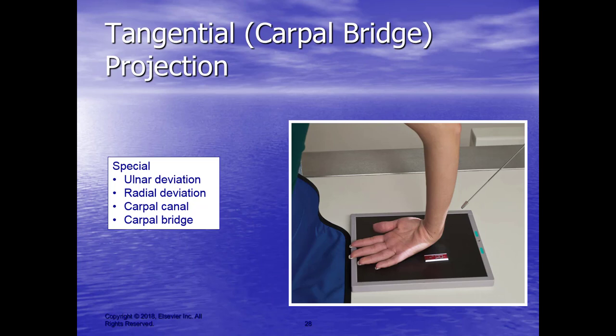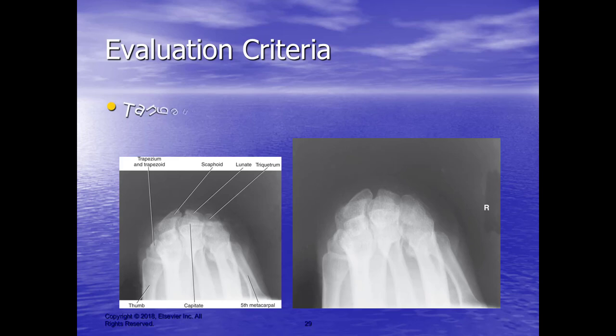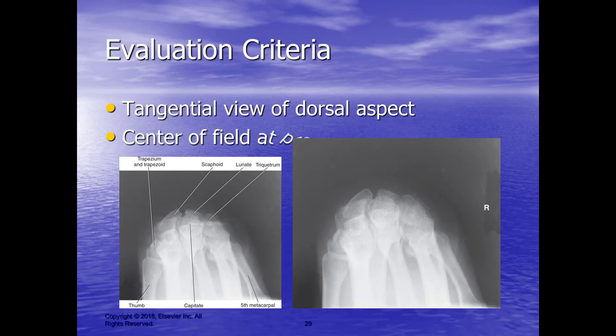Your carpal bridge is one that they may request. I didn't see it too often, but that doesn't mean there's not an orthodoc that does it all the time. So in this, it's easier to stand your patient up and have them flex that hand underneath. So your hand is hyperflexed. Central ray will be 45 degrees to the forearm. And then basically you're going to collimate right down to that tangential view or dorsal aspect of those carpals. So your central ray is at the level of the proximal third MCP.